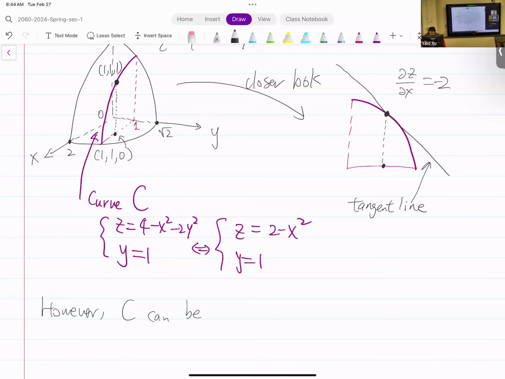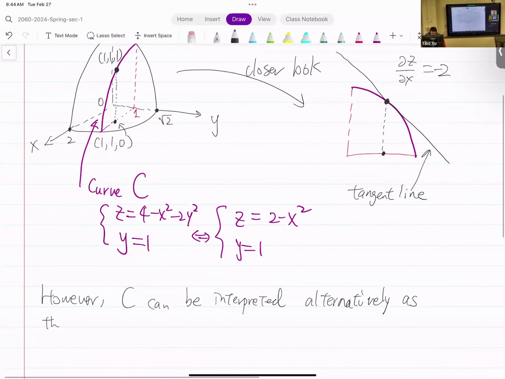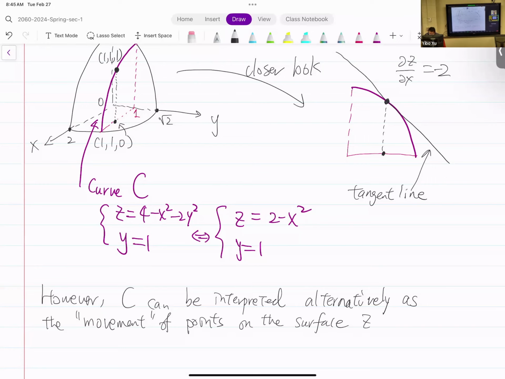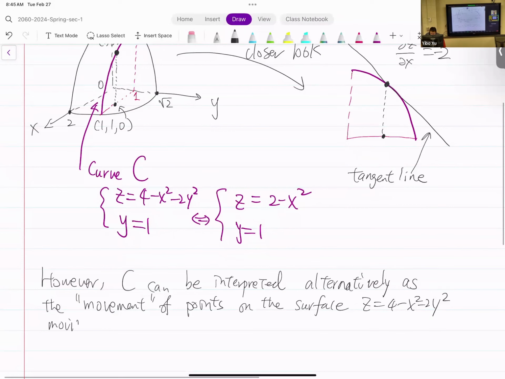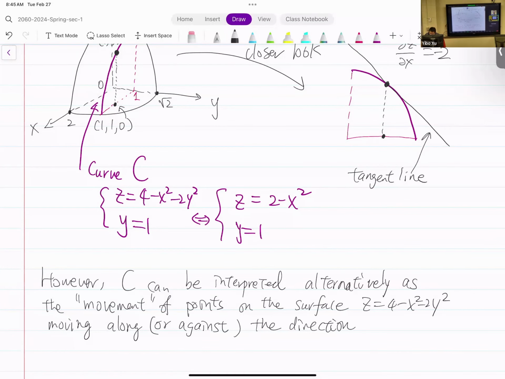C can be interpreted alternatively as the movement of points on the surface z equals 4 minus x squared minus 2y squared, moving along or against the direction up.